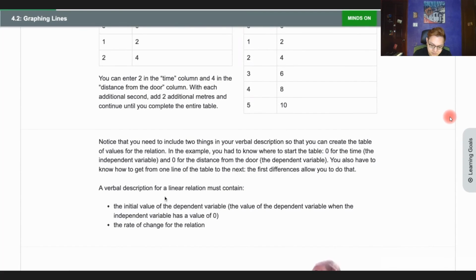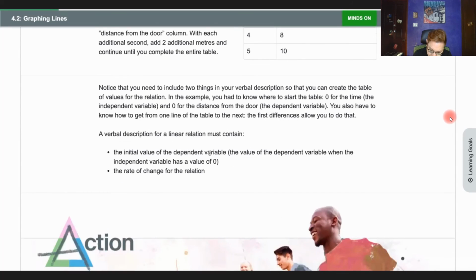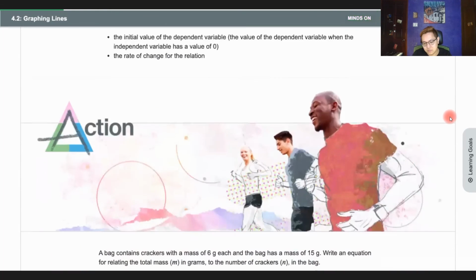A verbal description for a linear relation contains the initial value of the dependent variable, the value of the dependent variable when the independent variable has the value of 0, and the rate of change for the relation.